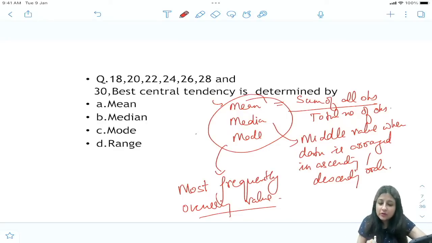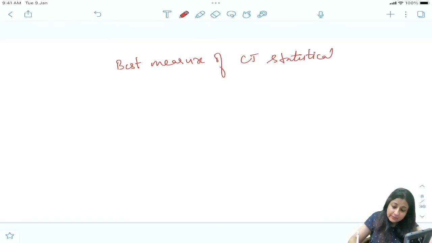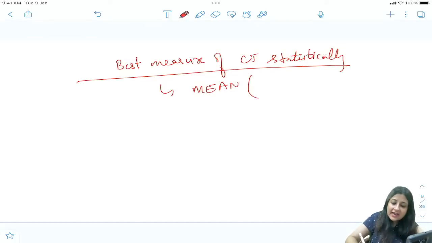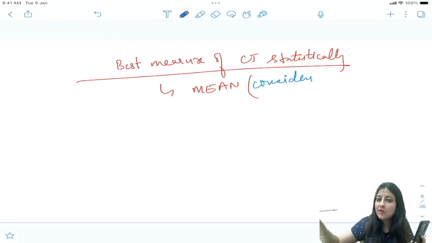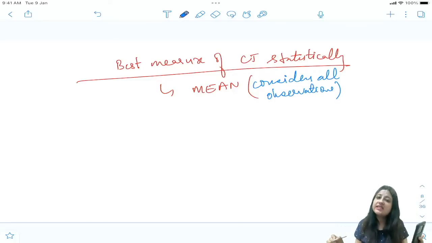Now, if I have to ask you out of the three, which is the best? Let me tell you a golden point. Statistically, the best measure of central tendency, no doubt, is mean. Why? Because it considers all observations. It is not leaving behind any observation. It is the sum of all observations. So statistically, the best measure is mean.